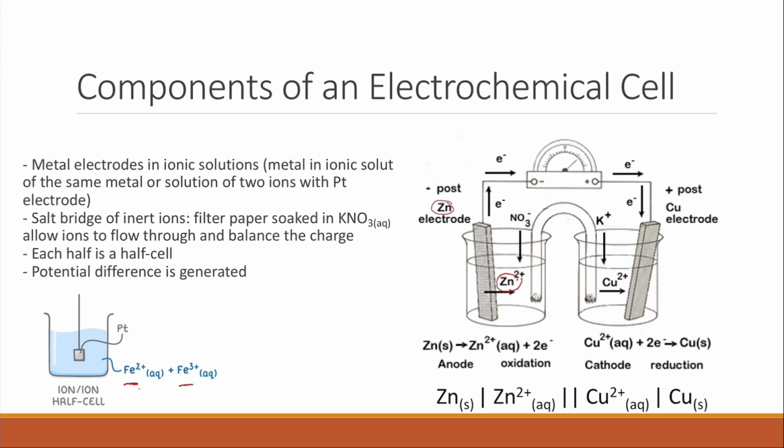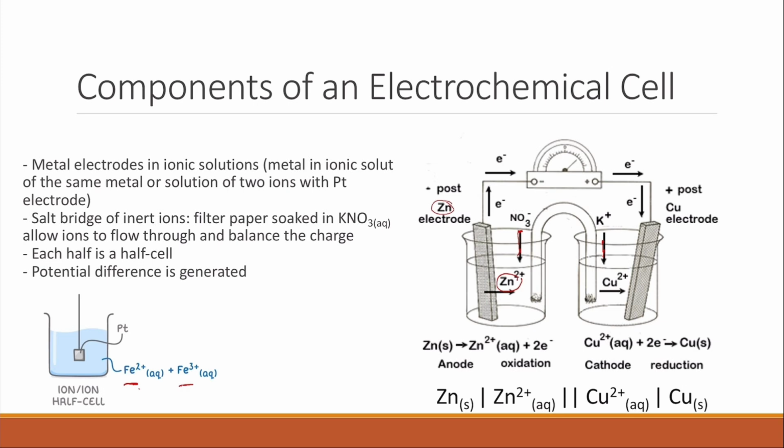So the role of the salt bridge is to allow the ions to flow through and to balance the charges. So as you can see, for example, if we put potassium nitrate, the nitrate will move here and the potassium can move to the other side to balance the charge on both half cells. So there will be a potential difference generated, because on one half cell there will be a reduction reaction, and on the other one there will be oxidation.